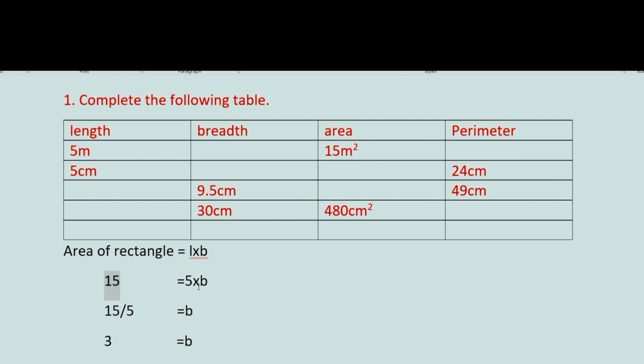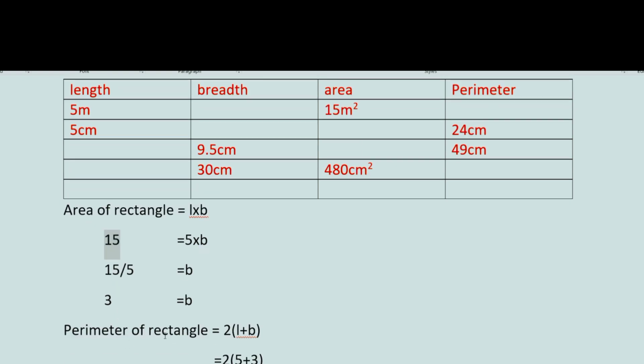Now 5 is here in multiply form, so if you bring 5 to this side, what will happen? It will become divide. Okay, so it will become 15 by 5, and 15 by 5 is 3. So ultimately the answer is breadth 3.